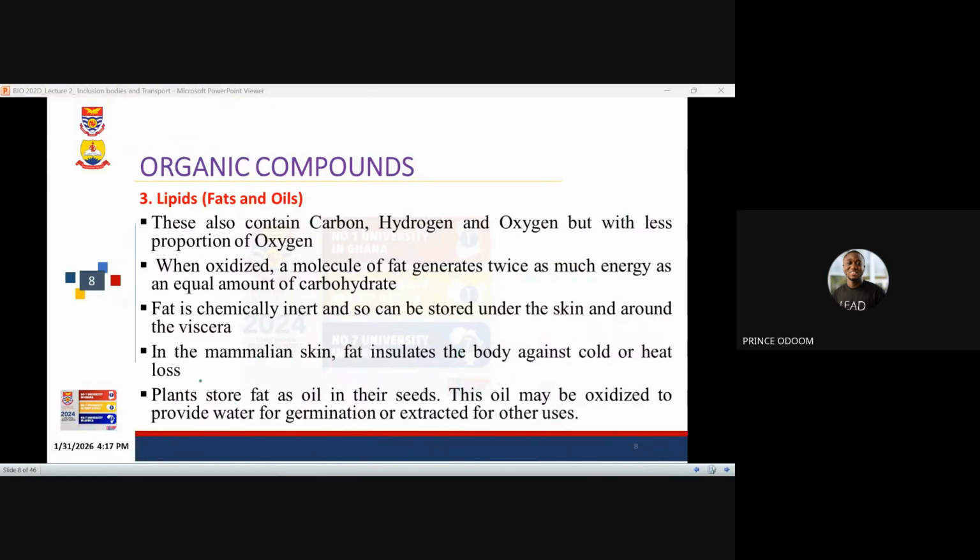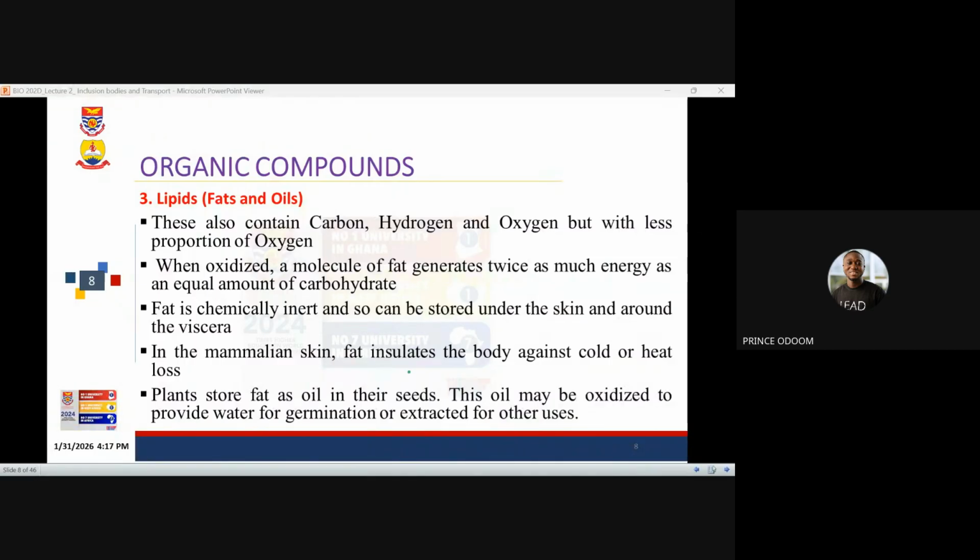Plants store fat as oil in their seeds. This oil may be oxidized to provide water for germination or extracted for other uses. So you could ask yourself, why is it that there are instances where there is no water available, but the seeds germinate? It is as a result of oxidation of fat. So far as there is hydrogen and oxygen inside, those two elements can be oxidized and water can be produced. I believe you are getting it. There's hydrogen and there's oxygen, and you know water is H2O.